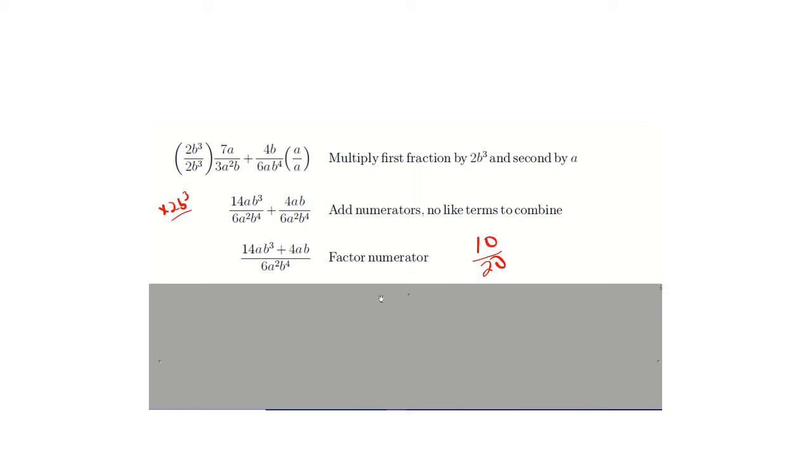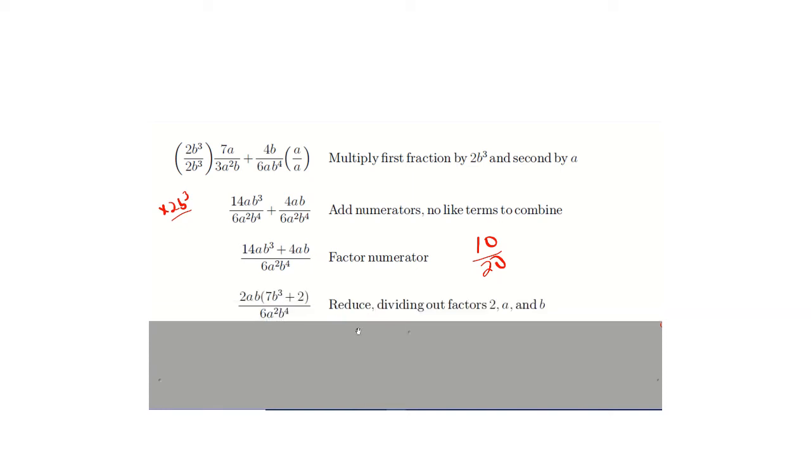Factor the numerator. Well, there's a GCF. You could take out a 2, an a, and a b. So 2ab would be a greatest common factor in the numerator.